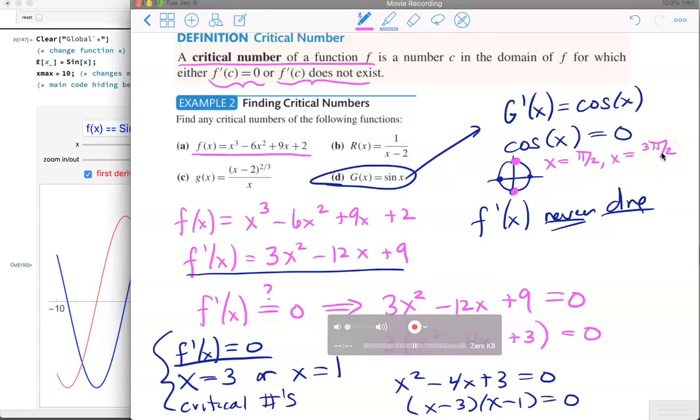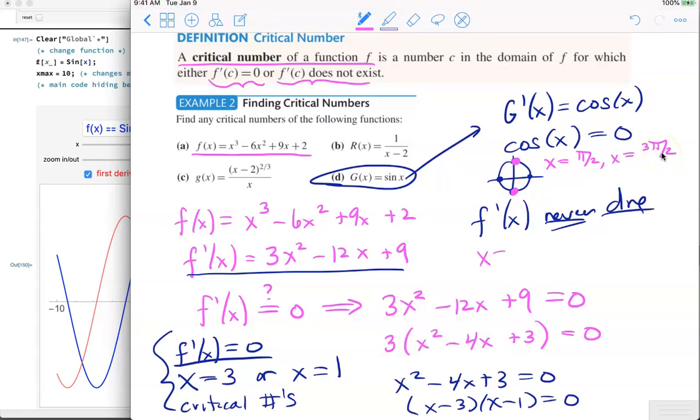So one way to write that would be you would have critical values at pi over 2 plus 2 pi times some constant k, where k is an integer. And you could say x is equal to 3 pi over 2 plus 2 pi k, multiples of 3 pi over 2.